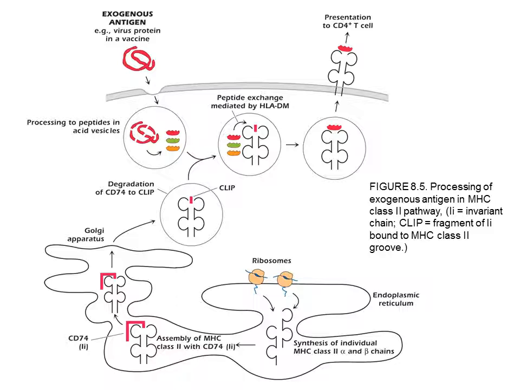So you can see from here, once it's released from the Golgi apparatus, we form a CLIP, and then basically this whole structure will come and fuse with the vesicle that contains an antigen. And in this process, we remove the CLIP that is degraded and then put on the antigen peptide of our interest on top of that MHC and then present it to the CD4 T cell.